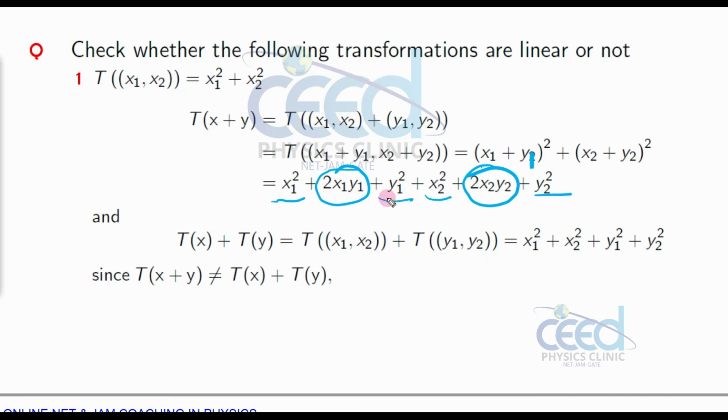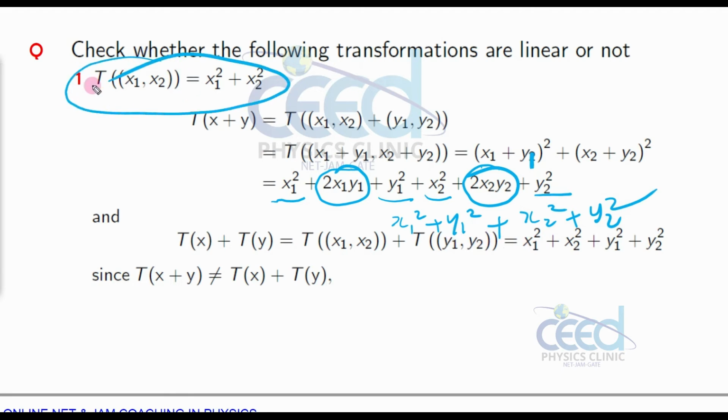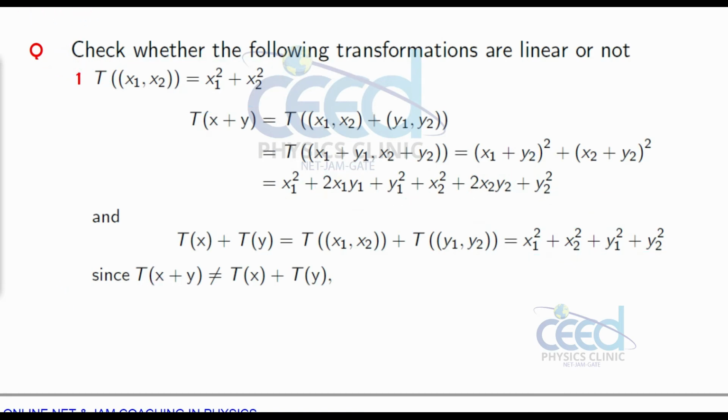If it were only x1 square plus y1 square plus x2 square plus y2 square, then this relation would be satisfied. That means T of x plus T of y, which is T of (x1, x2) plus T of (y1, y2), would be equal to this. But here we got the two additional terms, that's why this transformation is not valid as a linear transformation. So we have completed the first question, and let us go to another question.